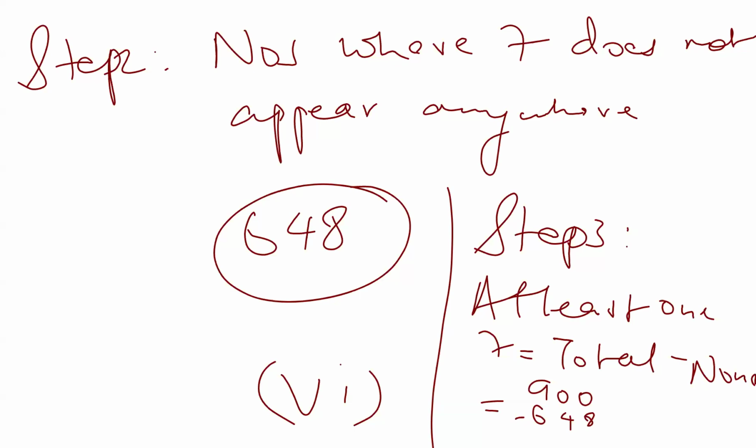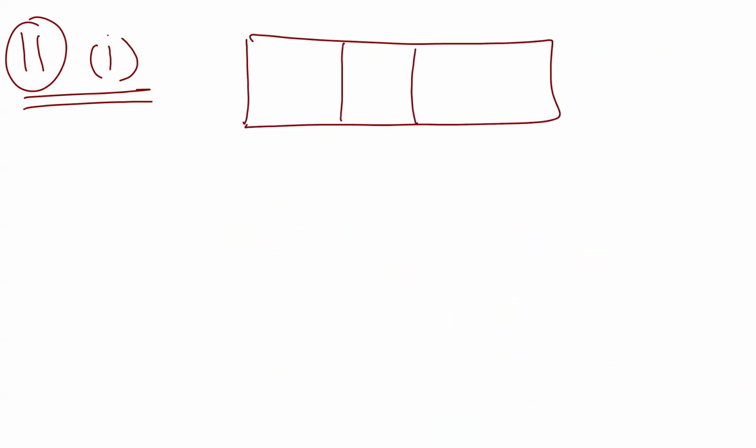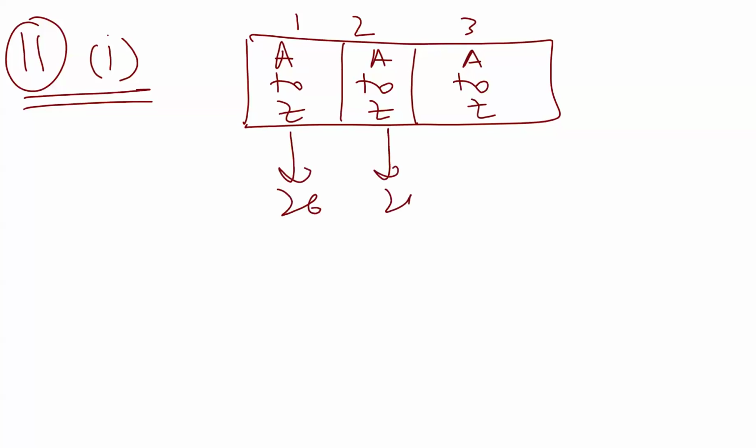Let's go to question number 11. 11 sub question 1. In how many words, with or without meaning, of 3 English alphabets can be formed? And how many will have distinct alphabets? This is very simple basically. First part, 1, 2, and 3, A to Z, A to Z, A to Z. So this will be 26, 26, 26. This is with repetition. Okay.